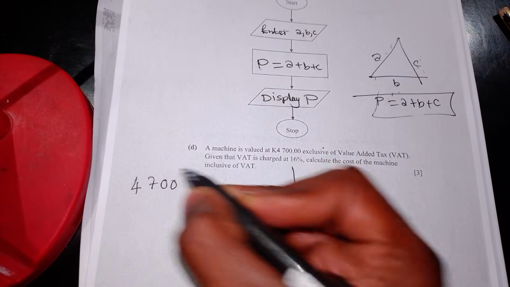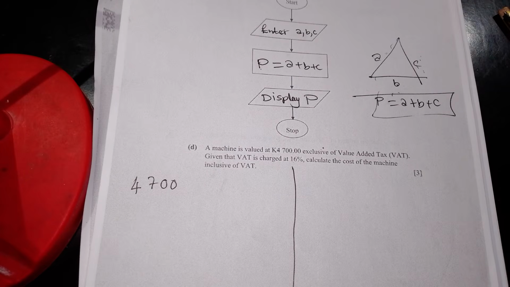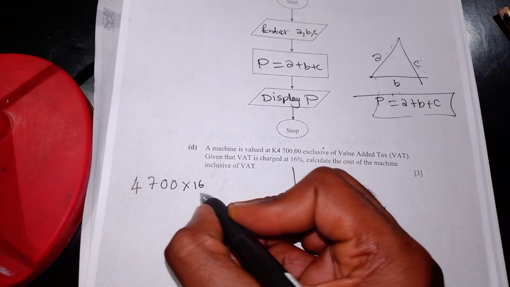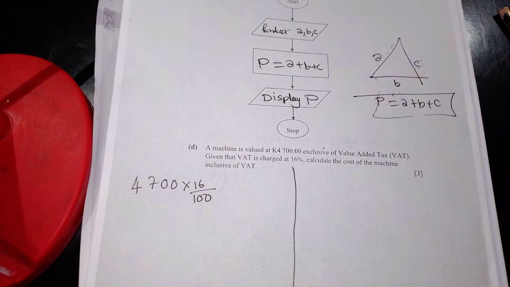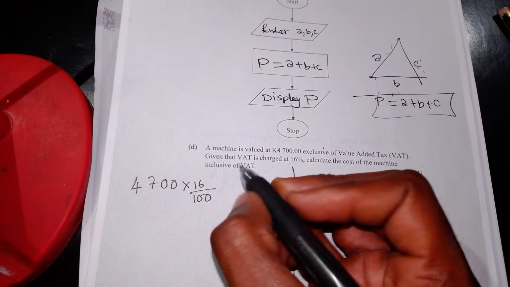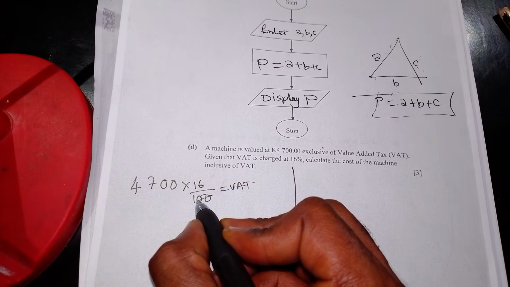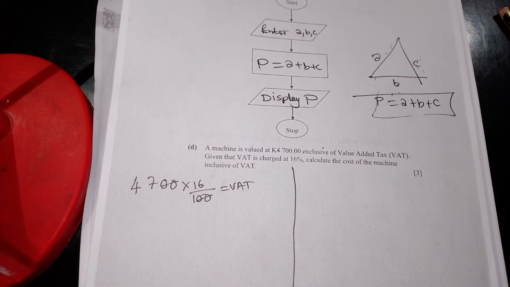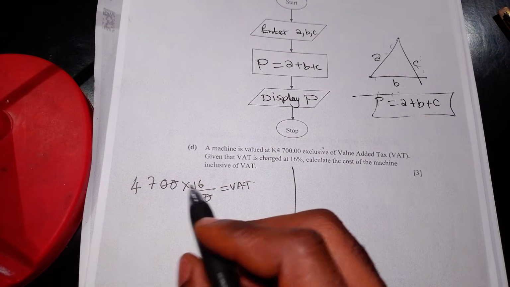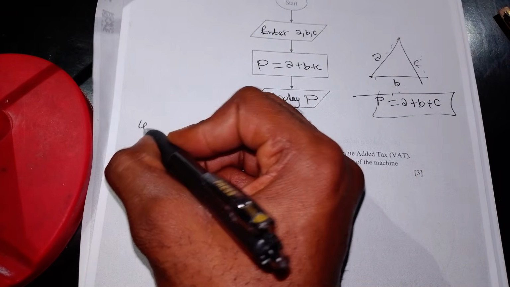So we have 4,700. We want to find 16% of this number, which will be the VAT. So this is our VAT. To make it easier, I can do this. And then now I have 47, which is being multiplied by 16.